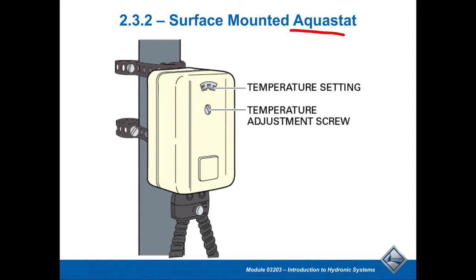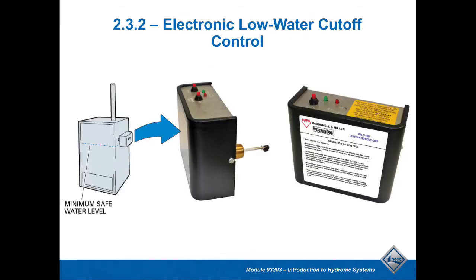We might use it in conjunction with other types of controls, or we might use it in a fan coil, maybe they use it to turn the fan on. So on a fan coil unit, they may say, okay, if the water is up to 130 degrees at the unit or 120 at the unit, we'll let the fan turn on. So there's other ways that they can do it, but they do make such a thing as a surface mounted Aquastat. Same thing applies. You've got a temperature setting, you can adjust it, and so on and so forth.